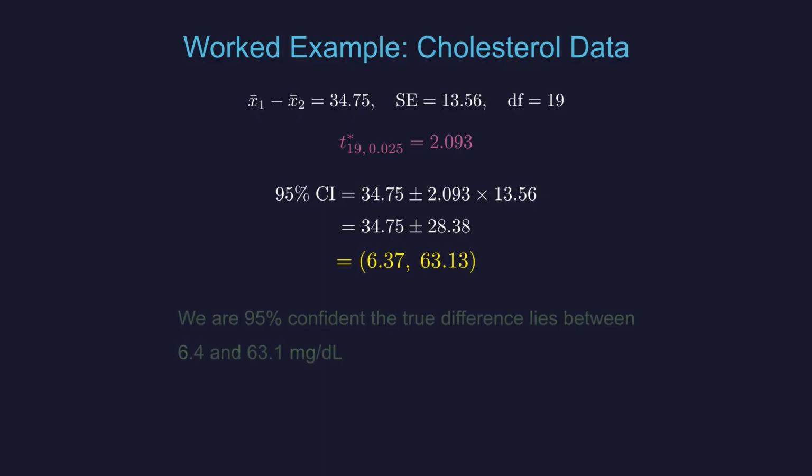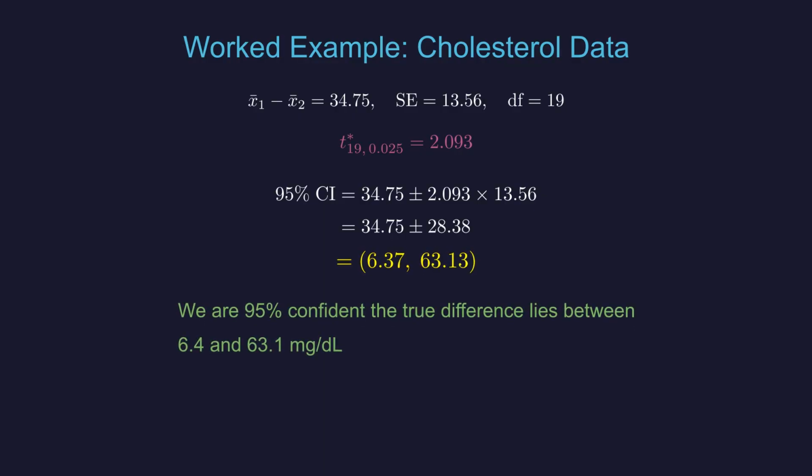So the 95% confidence interval is 6.37 to 63.13 milligrams per deciliter. We are 95% confident that type A men have, on average, between 6 and 63 milligrams per deciliter higher cholesterol than type B men.